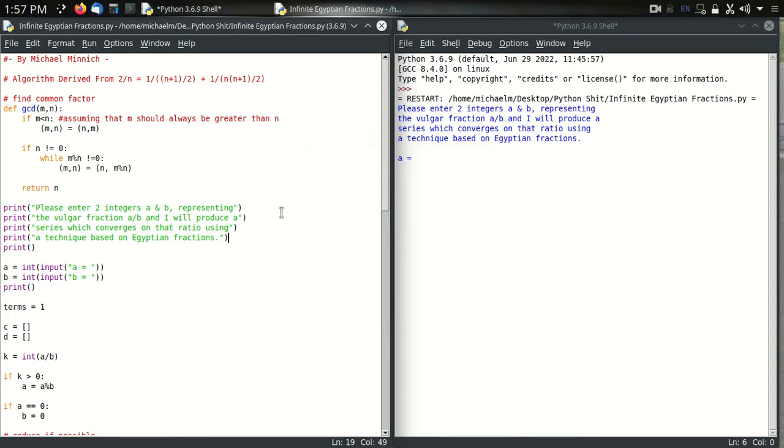Playing around with the idea a little bit, it occurred to me that it would be interesting to actually do this. That you can make a program that will give you an infinite series, or an approximation to an infinite series, where all of the terms are unit fractions based on Egyptian fractions, right?